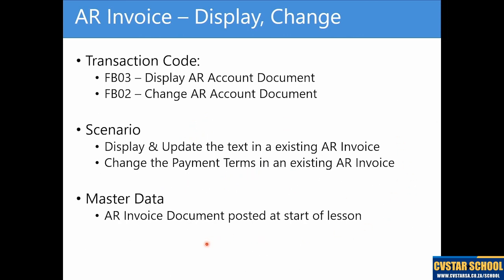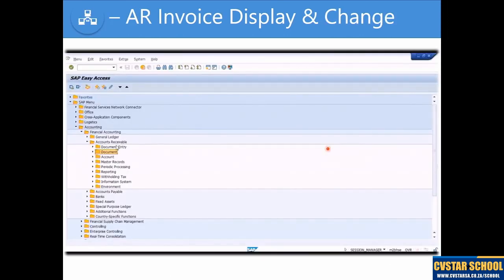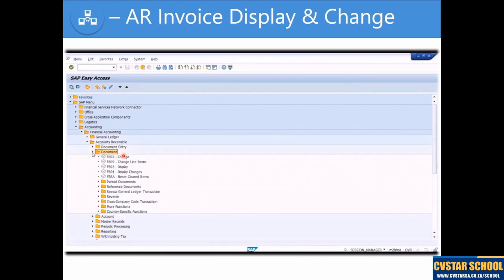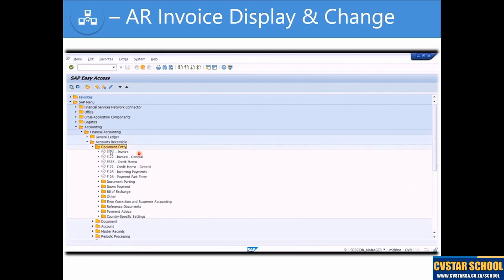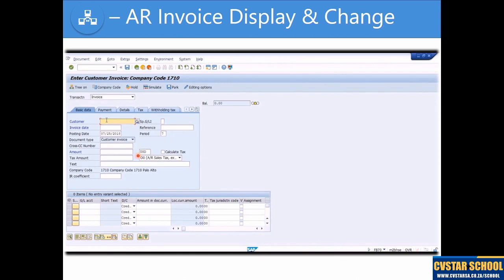examples. So what we're going to do here is post a fresh posting at the start of the lesson and work with that document for display and change. So let's jump into that. Under accounts receivable, under the document menu here, you'll see the display and change transactions, FB03 and FB02. But we're first going to enter a new document here, the FB70, so we have a fresh document to work with for our display and change.